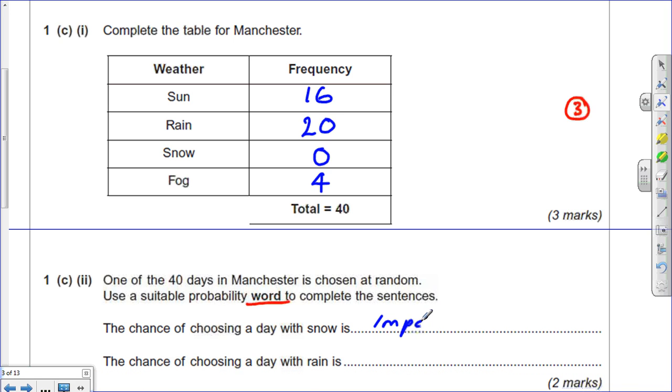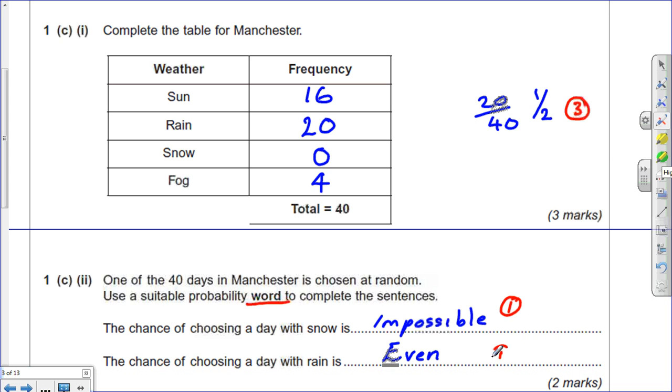And the chance of choosing a day with rain is, well, there's 20 days on which it rained out of 40. So probability, if we were doing it as a number, is 20 over 40, which simplifies as a half. But it clearly said it wanted it as a word. And the word we use for where it's exactly 50-50, exactly half, is even. 1 mark for each of those.